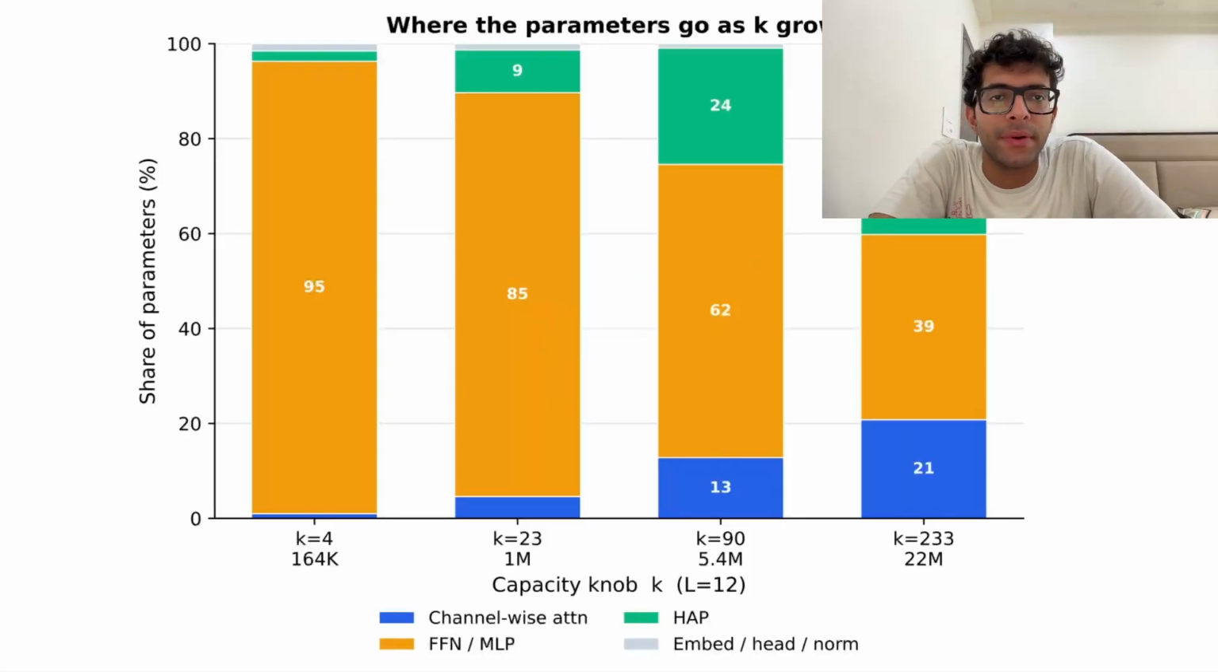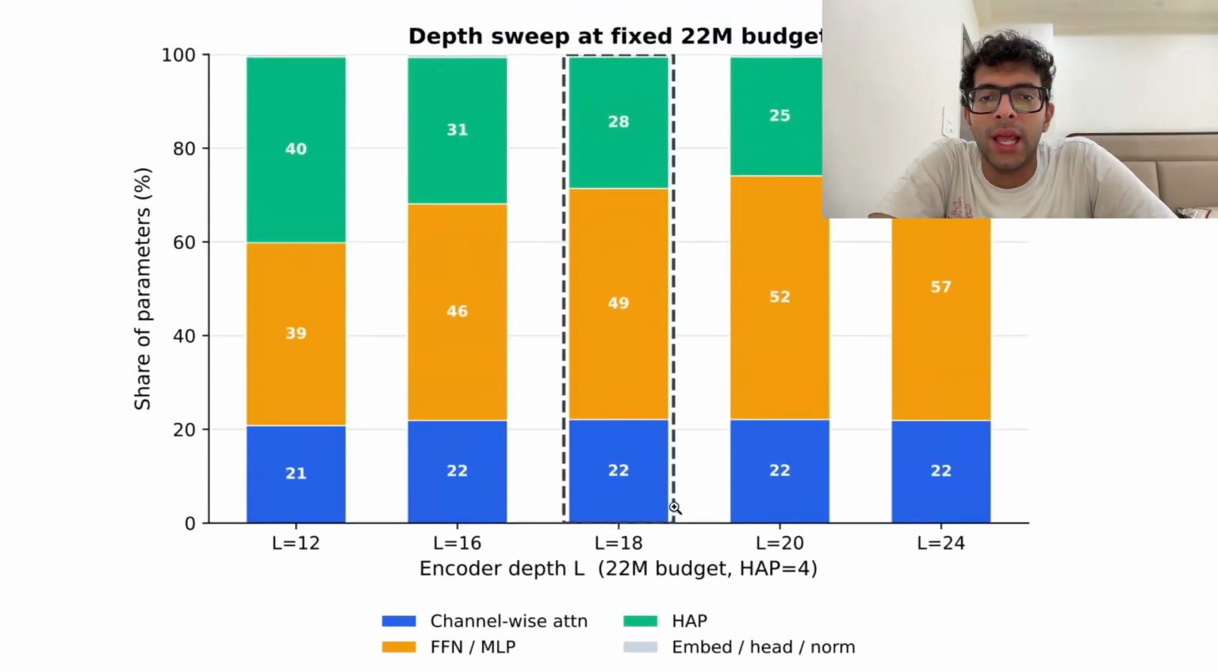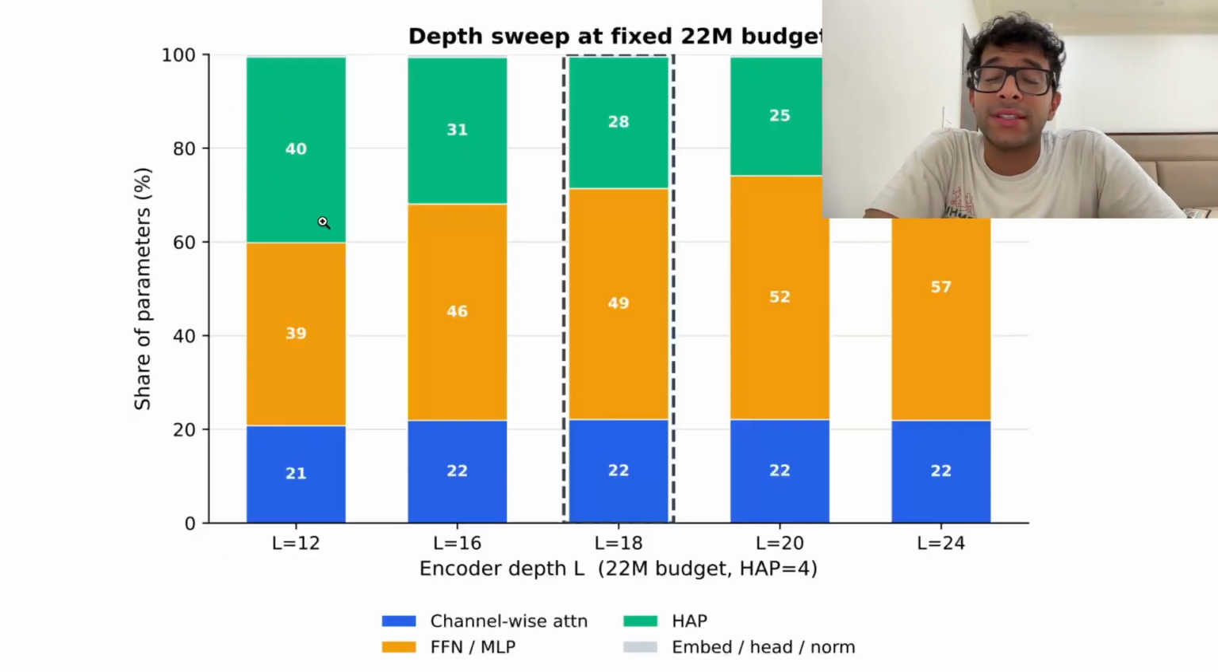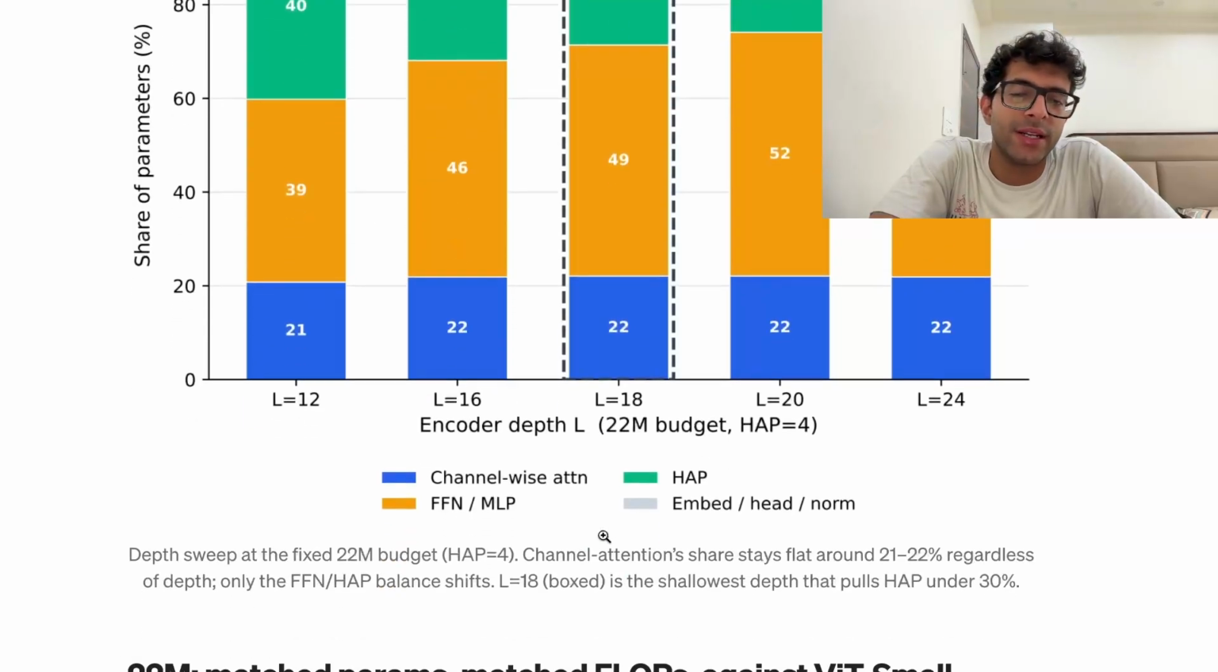So to scale it much more cleanly, I just increased the number of layers in my model to 18. Earlier every configuration had 12 layers, but when scaling the model to 22 million, the share of the parameters that go towards HAP was increasing. So to reduce that share and ensure that the sharing of the parameters is roughly consistent with previous variants of the model, I increased the number of layers to 18.